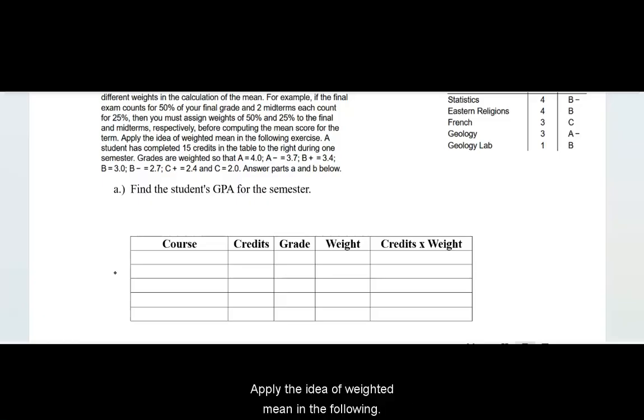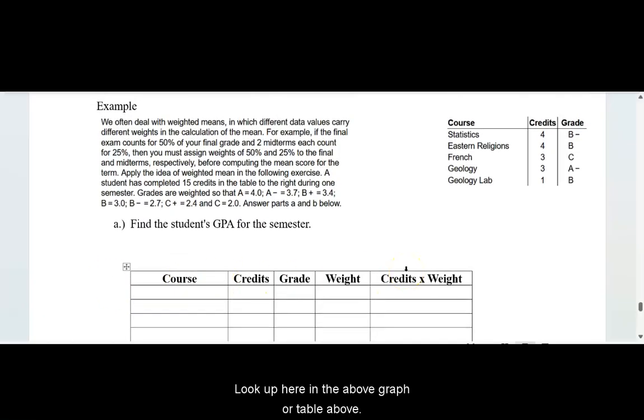Apply the idea of weighted mean in the following exercise. A student has completed 15 credits in the table to the right during 1 semester. Grades are weighted so that an A would be 4.0, A minus would be a 3.7, all the way down to where a C would have a weight of a 2.0. Look up here in the above graph or table over here. This table is showing you the students' grades and how many credits that they received for that grade. Because credits make a difference when we're talking about the GPA.